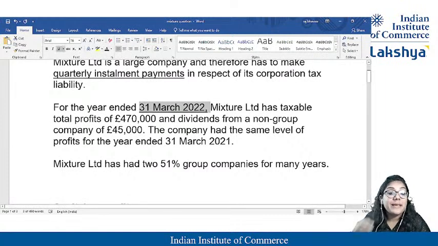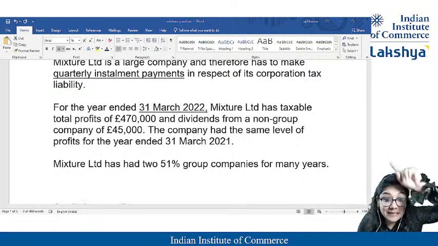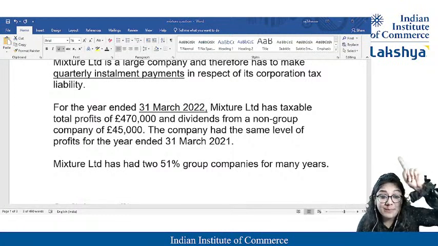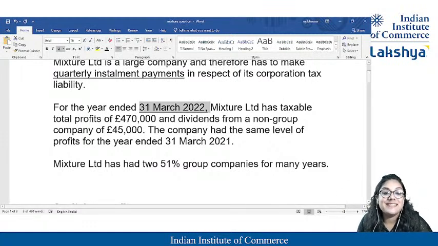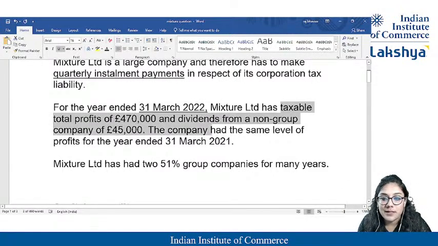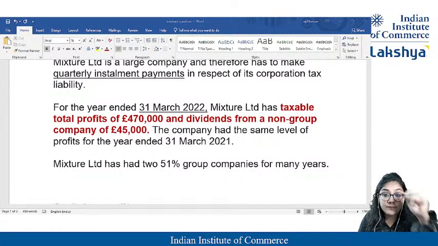Cool. Mixture Limited has a tax profit of, okay, TTP, guys, taxable total profit. On these, I have to pay taxes. Yeah. Taxable total profit is 440 and the company has earned a dividend of 45,000. Guys, with these, you guys should know something. Students, your taxable profit is 470.